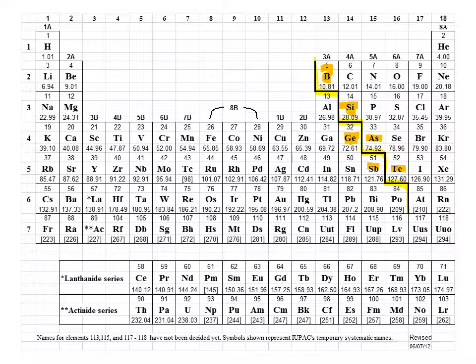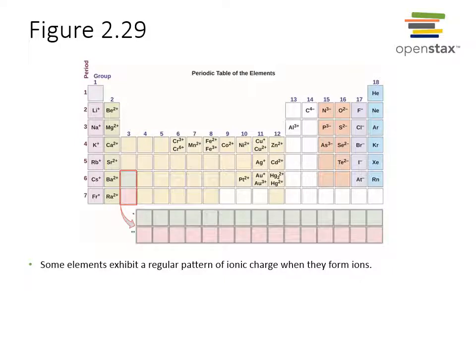Now this is also shown in other figures. Here's a figure from your lecture textbook. It's important to start to recognize the common charges that a lot of ions like to form. This figure shows how there are certain charges for certain groups of elements.